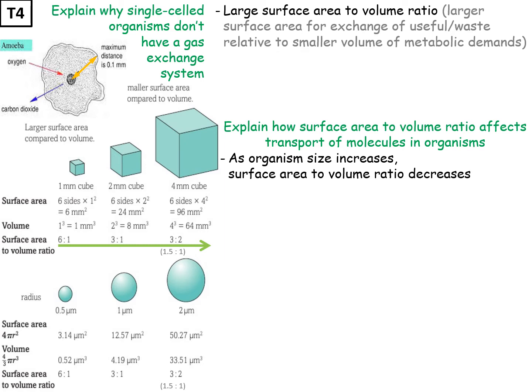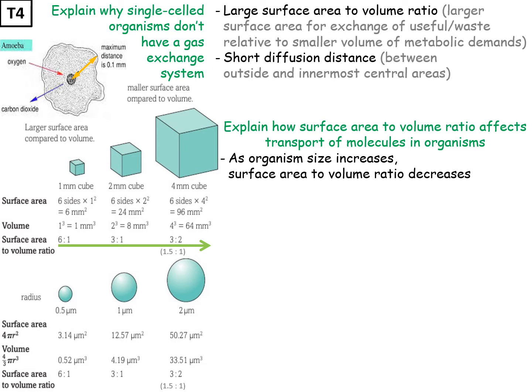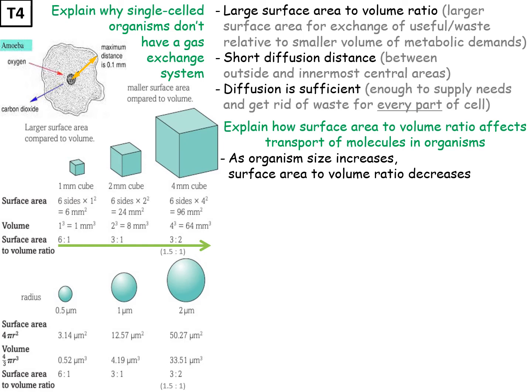You can see that the distance from the outside to the center of the cell is very short. So they have a short diffusion distance between the outside and the innermost central area. So that means it's quick to diffuse things from the outside to every part of the cell. And because of the large surface area to volume ratio and the short diffusion distance, diffusion is sufficient to supply the needs and get rid of waste for every part of the cell, which means that they don't need a specialized gas exchange surface.